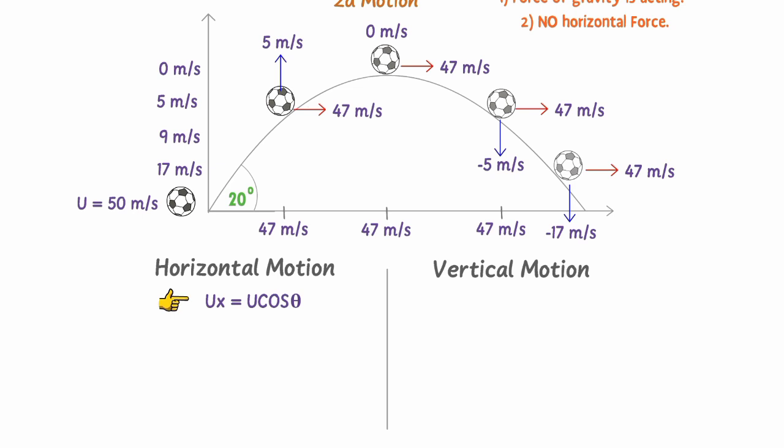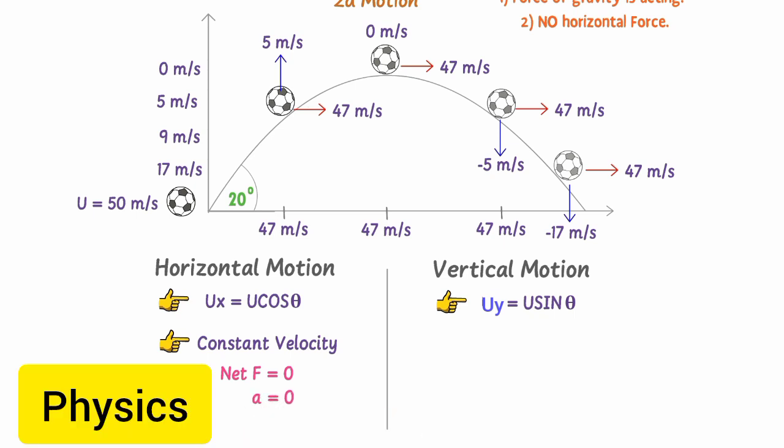To conclude the horizontal motion and vertical motion of the ball or projectile, we learn that the initial velocity of the ball ux is equal to u cos theta, like ux is equal to 47 meter per second, while the initial velocity of the ball in y direction uy is equal to u sin theta, like uy is equal to 17 meter per second. Secondly, the velocity of the projectile remains constant along the x-axis. According to Newton's law, when velocity is constant, net force in x direction is 0 and acceleration in x direction is also 0.